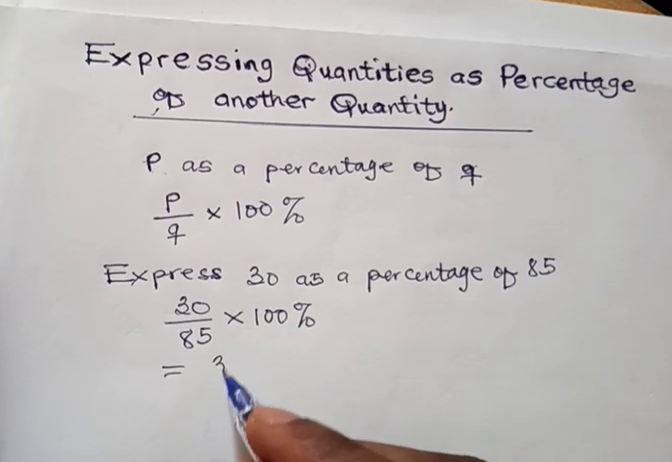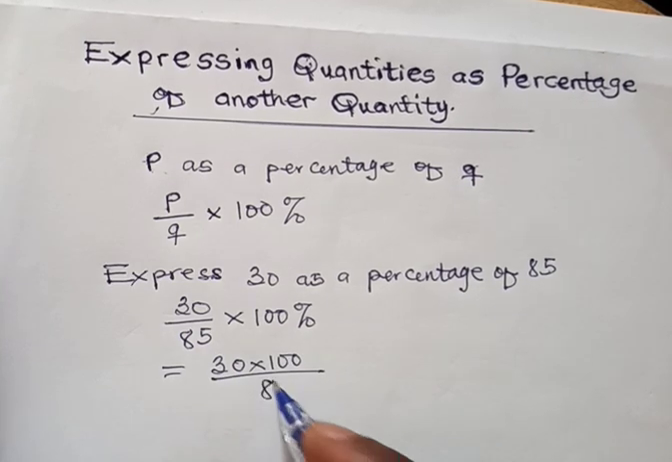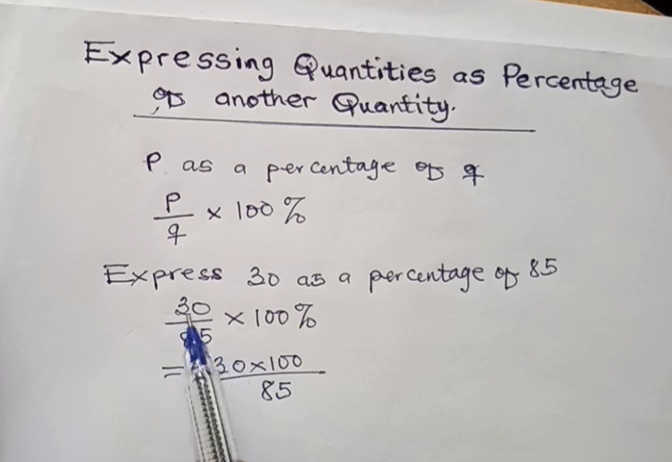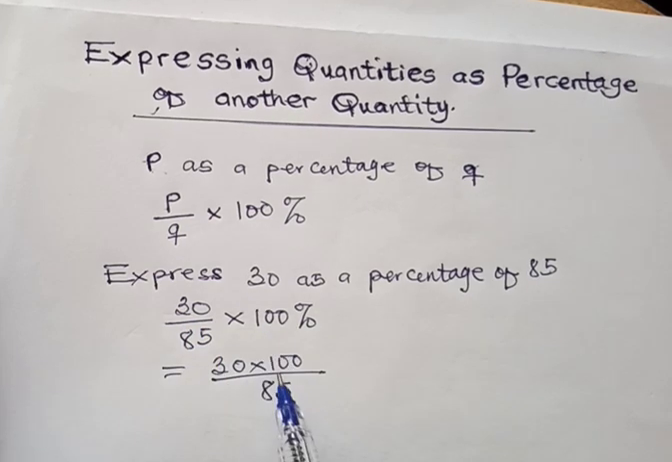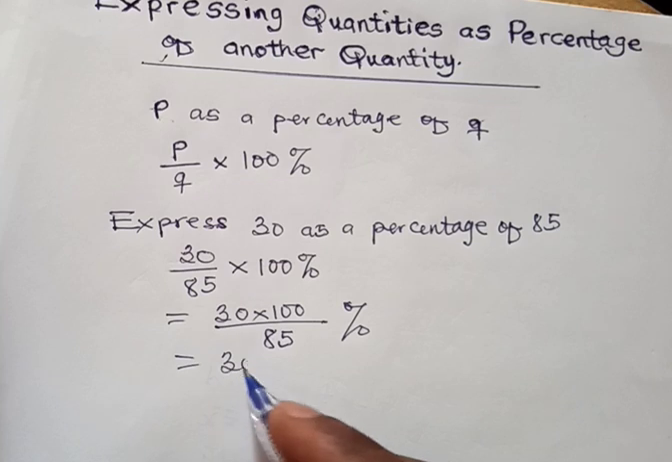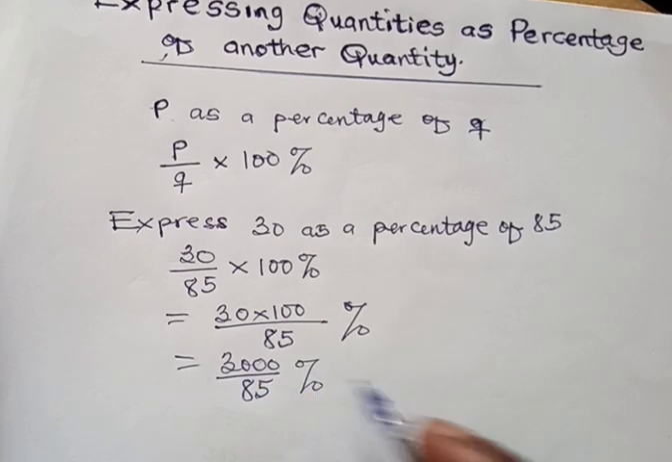So this is what you get. It's going to be 30 times 100 all divided by 85. Have you gotten the point? Yes, because it's either you multiply this by this and divide by 85, or you divide 30 by 85. Whatever you get, you multiply by 100, and then this is what percent. Because at the end of the day, we are going to add the percentage. That's why I'm bringing this percent so that you don't forget. Okay, great. So let's work out. This one is going to give me 3,000 all divided by 85 percent.